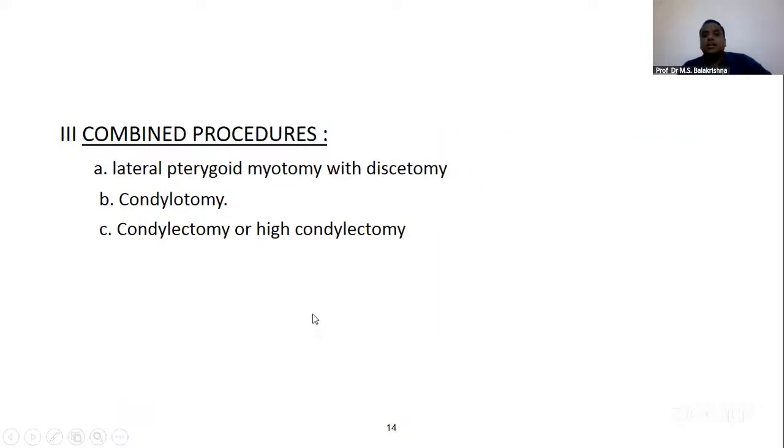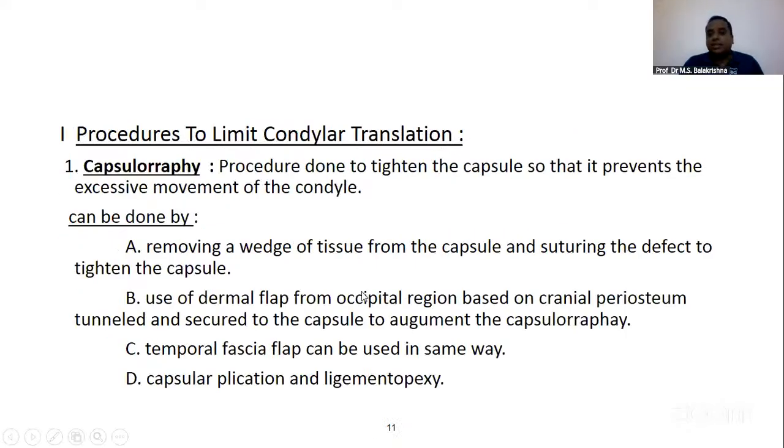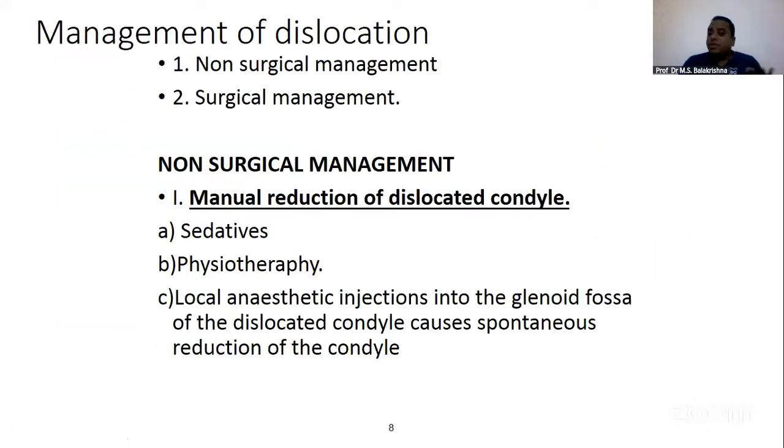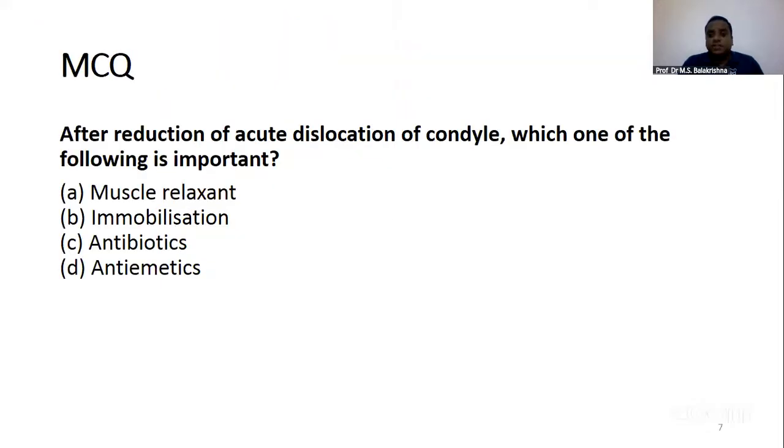Okay, so these are some of the combined procedures: lateral pterygoid myotomy, condylotomy, and condylectomy, including high condylectomy. So these are the management of condylar dislocation, non-surgical and surgical. So here, first and foremost, see, these all are important.